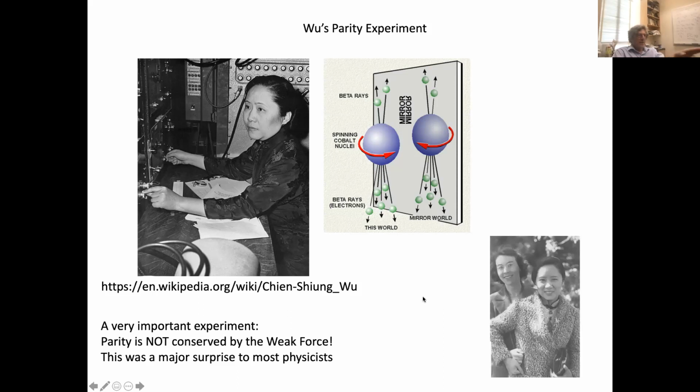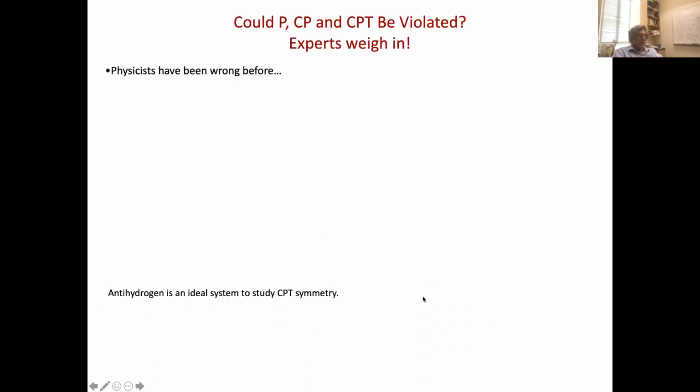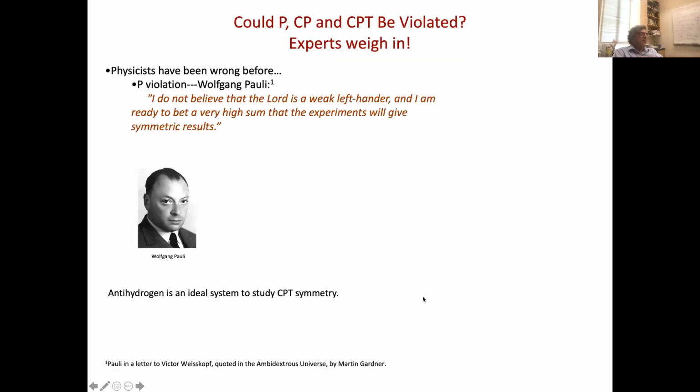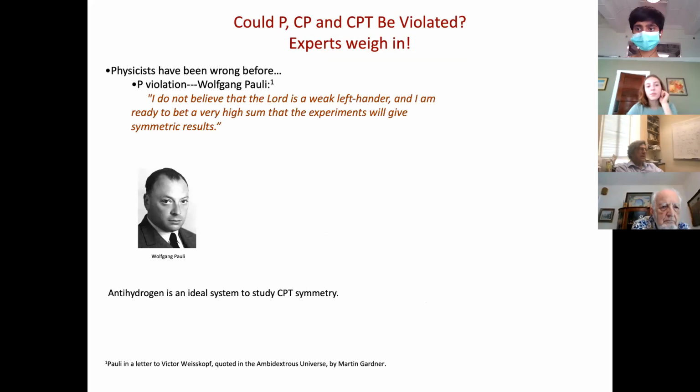There's C.S. Wu in Berkeley. Okay, so physicists have been wrong before. Wolfgang Pauli, who was one of the brilliant physicists of the 20th century, didn't hold back. "I do not believe that the Lord is a weak left-hander, and I am ready to bet a very high sum that the experiments will give symmetric results." Well, he lost his bet.